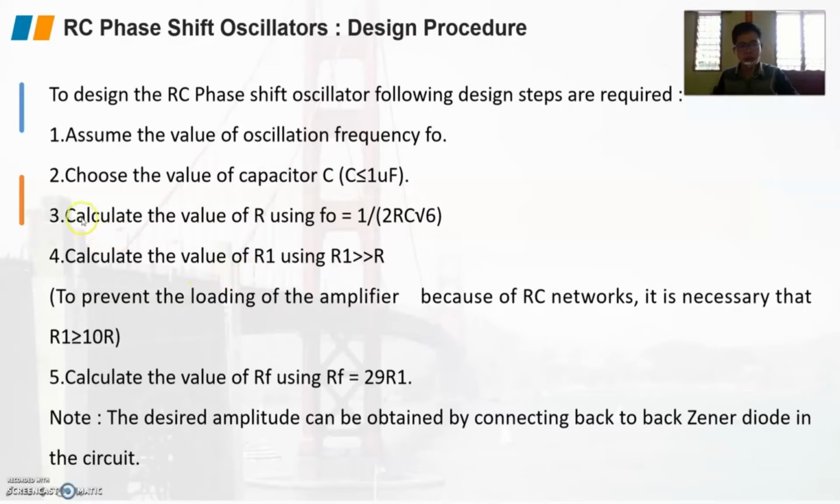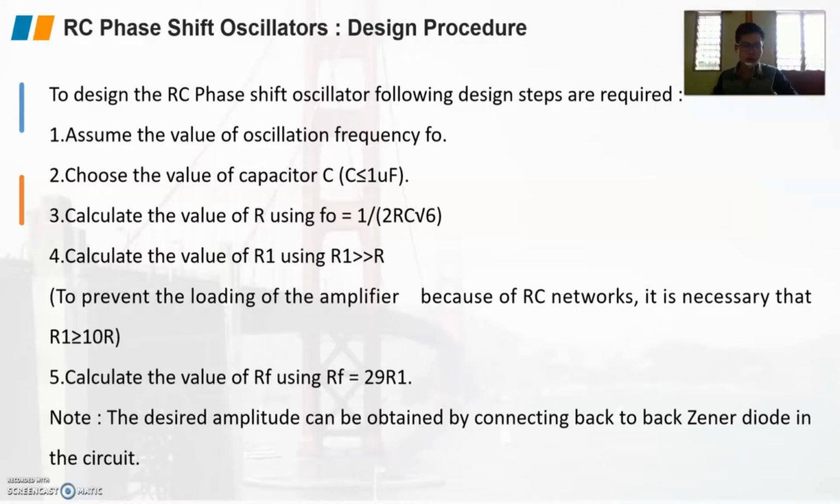The third one is calculate the value of R using F0 equals 1 over 2 pi RC root 6. The fourth one is calculate the value of R1 using R1 greater than R. To prevent the loading of the amplifier because of the RC network, it is necessary that R1 is greater than or equal to 10R. So we can calculate the value of R1 using this. The last one, calculate the value of RF using RF equals 29R1. So in RC phase shift oscillator, the RF will always equal 29R1.